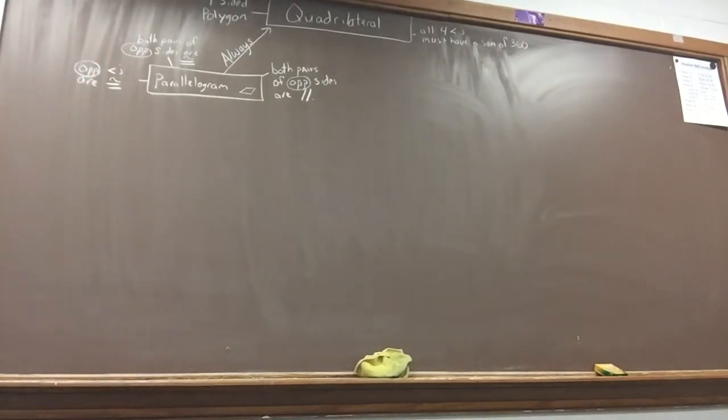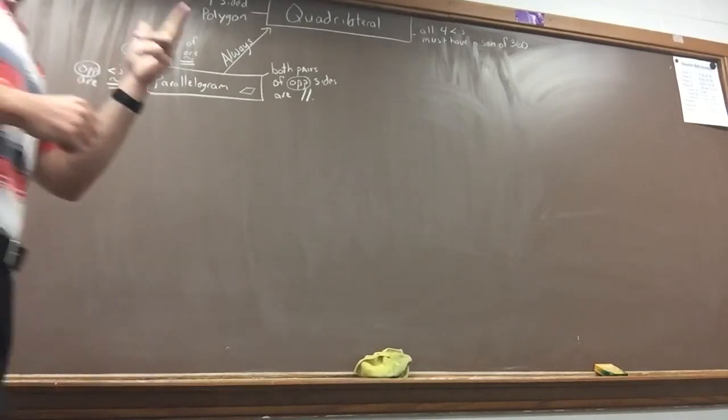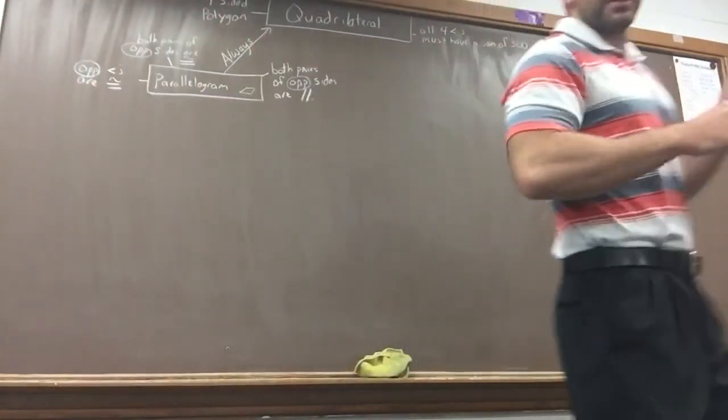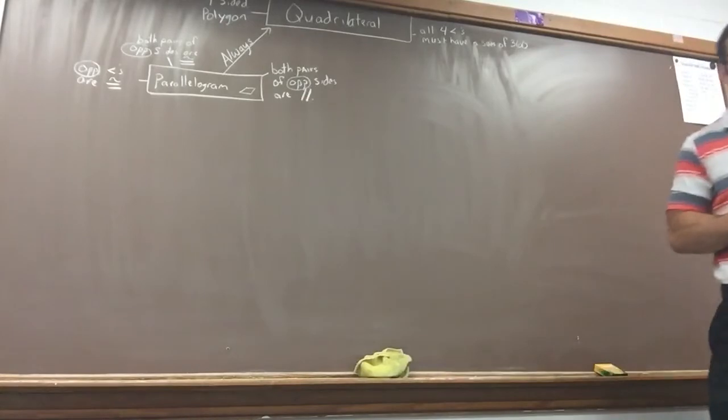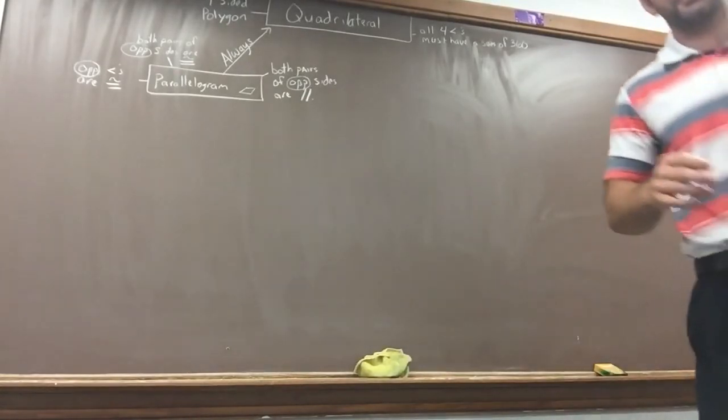Today, if you know what a parallelogram is, that will help us. Okay, so both pairs of opposite sides are parallel. Both pairs of opposite sides are congruent. Both pairs of opposite angles are congruent. You need to have this flow chart somewhere. So now I'm going to come over here.